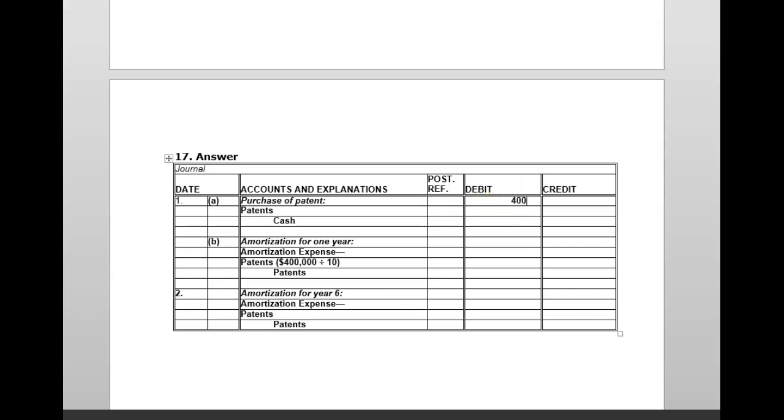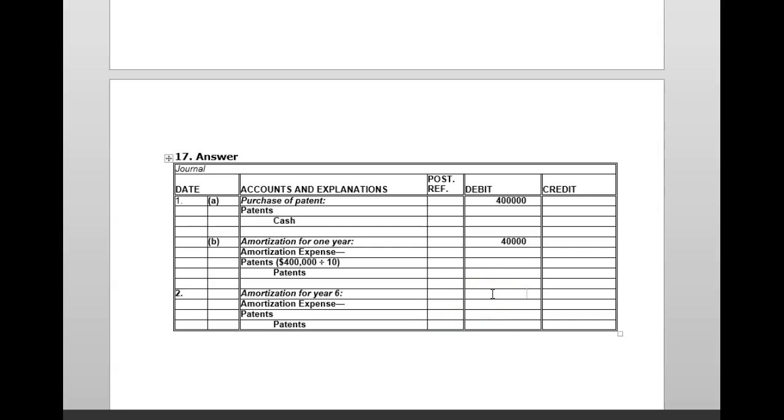This is $400,000. But then you need to amortize it for 1 year. And since they aren't taking the full 20 years, it's going to be for 10 years. So, again, that's a very easy calculation. So you amortize the first year.